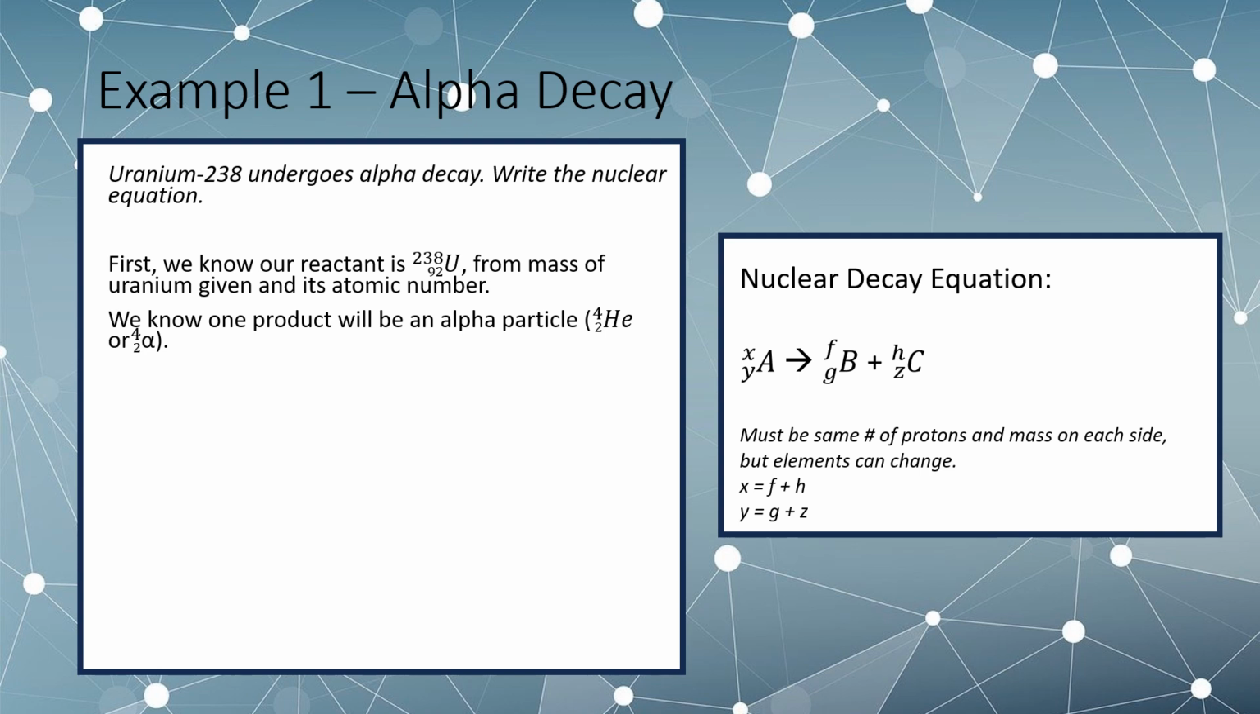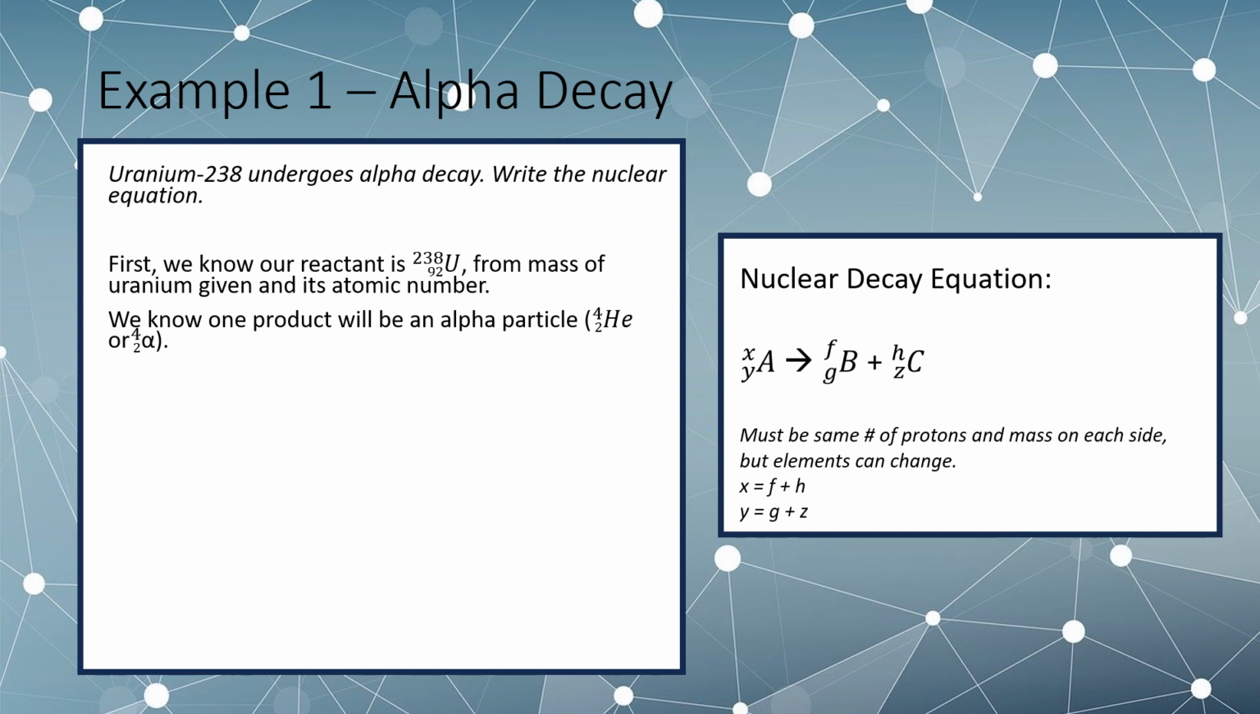First, we know our reactant, given the question, is uranium-238. So we can write this out using its isotopic symbol, which is 238-92 U. Remembering the letter is simply the letter given to that element on the periodic table. The number at the bottom is the number of protons, which again you can get from the periodic table. And our mass number is given to us in the question, 238.